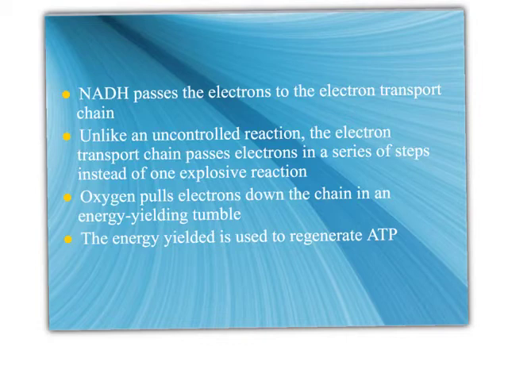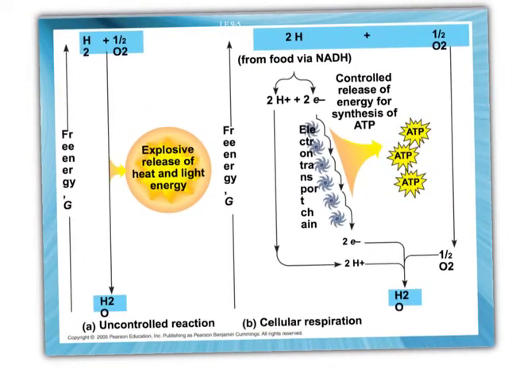The end product of this process is going to be the conversion of ADP and inorganic phosphate to ATP using the enzyme ATP synthase. And you can kind of see that here. Notice the difference from the uncontrolled reaction. We'd lose a lot of heat and light, uncontrolled forms of energy that are not very stable. In cellular respiration, it's a slow, more controlled release of the energy into ATP that can be used by the cell.